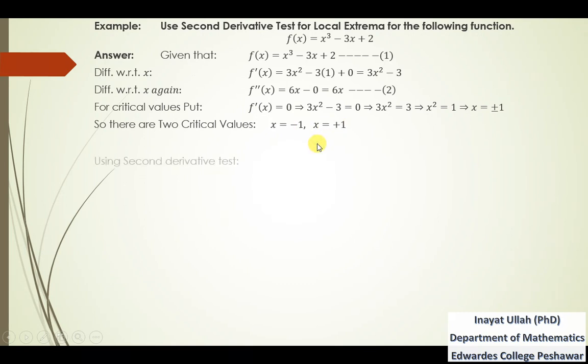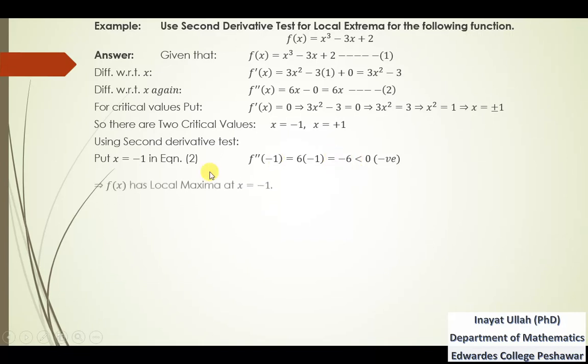Now using the second derivative test, first of all we will put x equal to minus 1 in the second derivative. Here 6 into x means 6 into minus 1. So the answer is negative. See here, the second derivative is negative. So from the definition of the second derivative test, the function has a local maximum at x equal to minus 1.